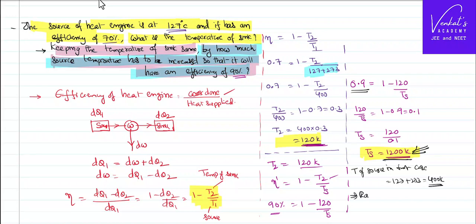That implies the rise in temperature of source is finally 1200, initially 400, that is 800 Kelvin. So you shall raise the temperature by 800 Kelvin so that you will get what is being asked to find out. That's how we solve the problem.